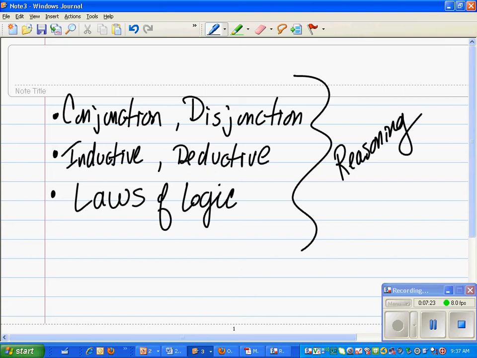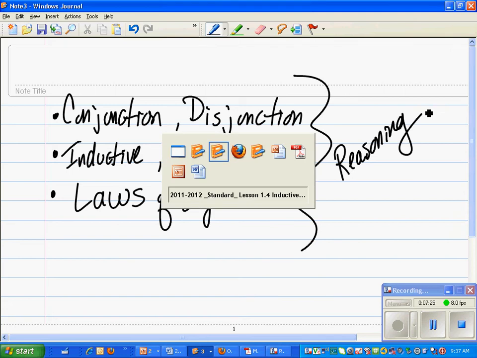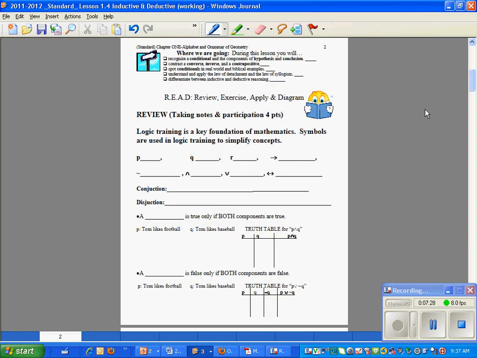Complete my sentence. Conjunction. Someone had it. Conjunction function. What's your function? Ring a bell? No? Nobody watched Schoolhouse Rock when they were kids?